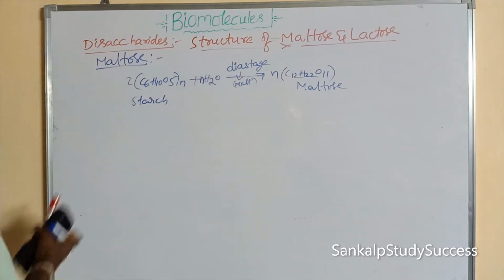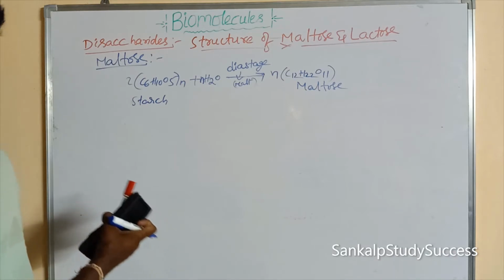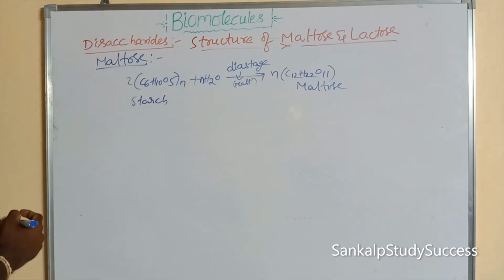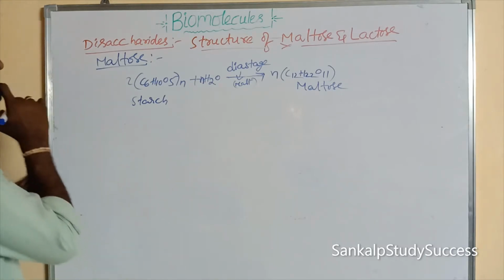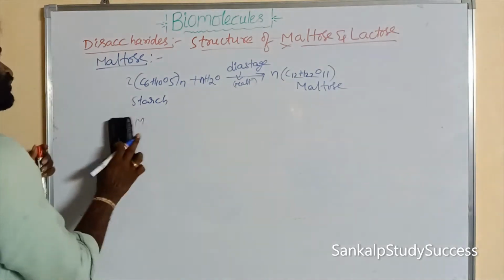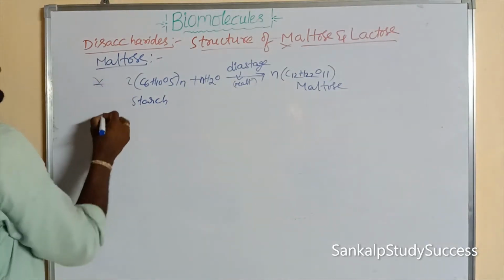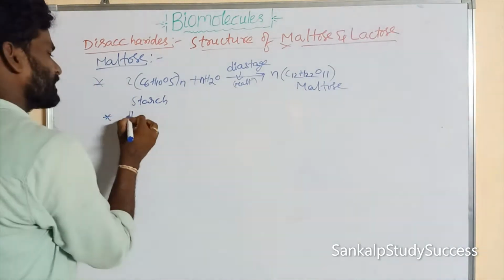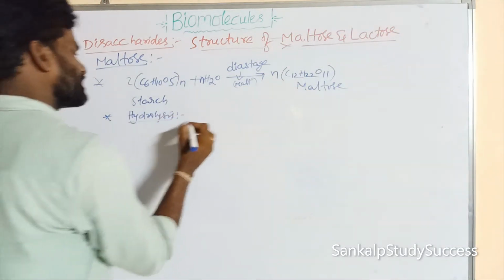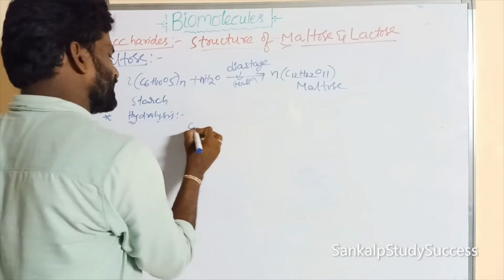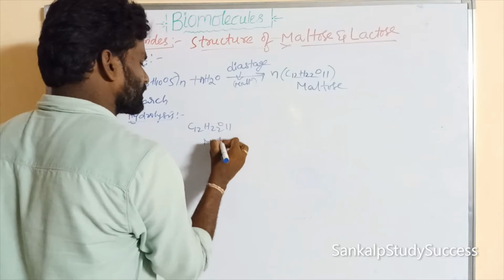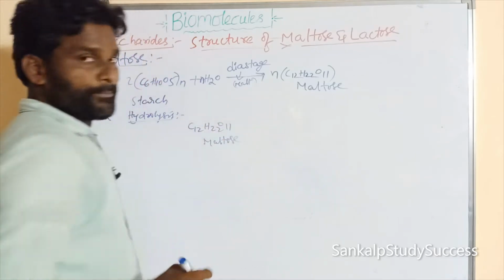So this is the preparation of maltose. Now, hydrolysis of maltose. What is the formula of maltose? C12H22O11. This is the formula of maltose.